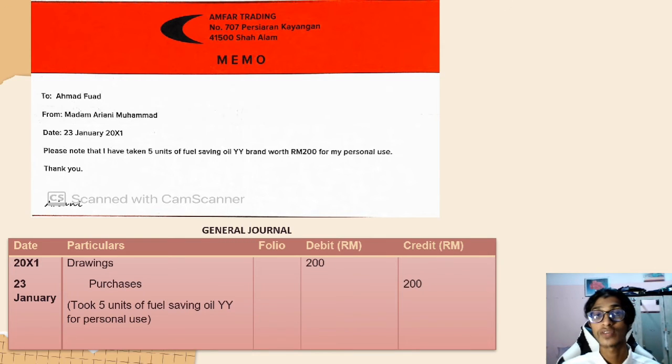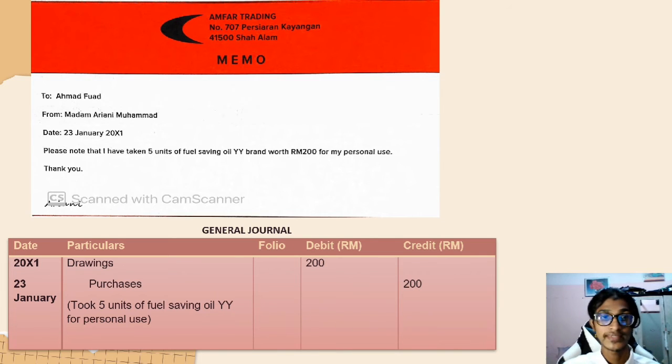The next source document involved in the general journal is the memo. As you can see in the memo above, Ahmad Fuad took 5 units of fuel saving oil, brand worth 200, for personal use. This kind of memo for personal use will be recorded in the general journal.